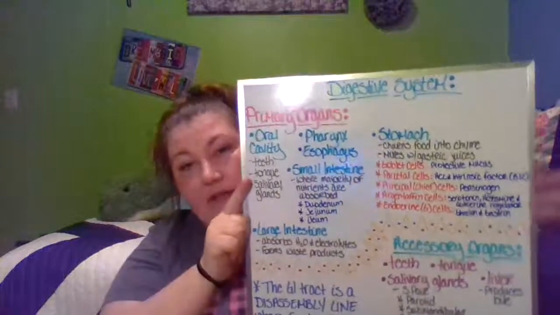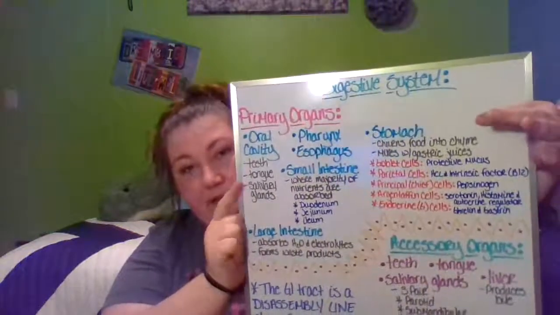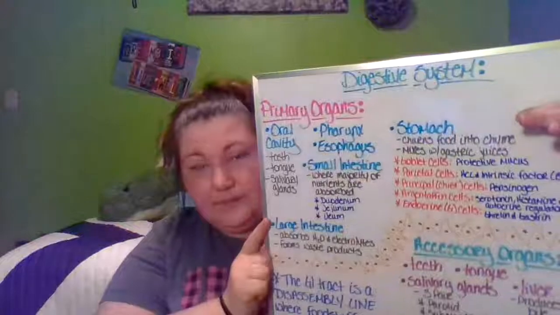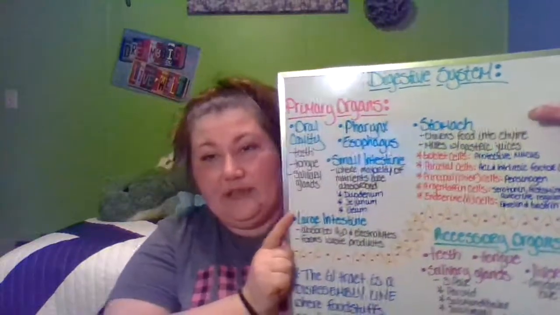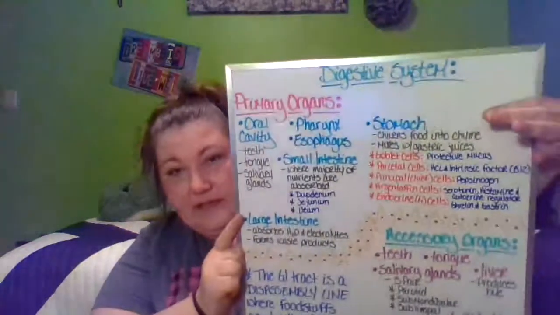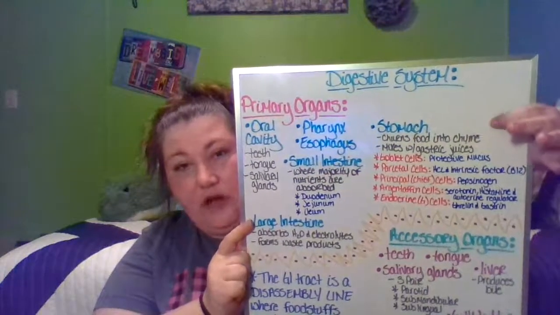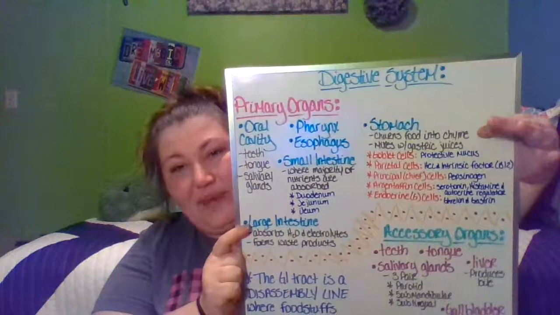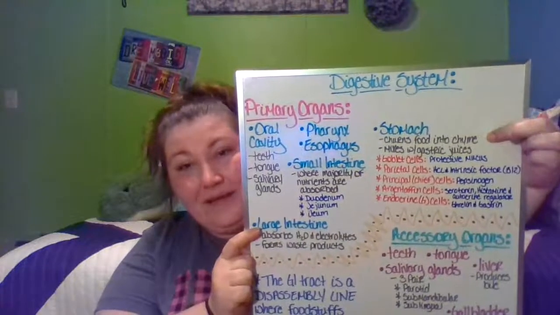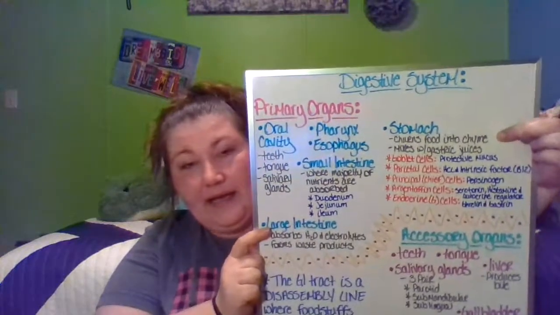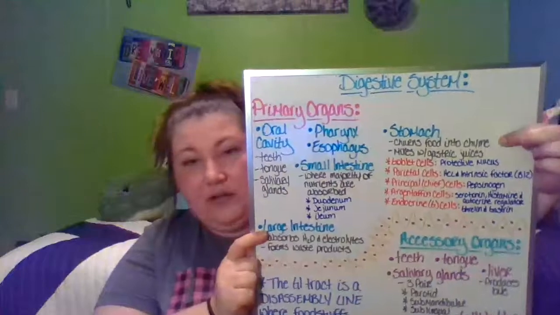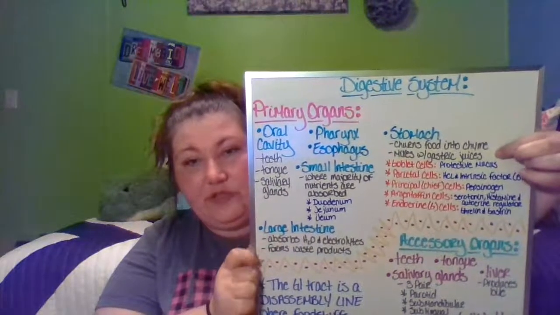The stomach, over here, obviously. Most of the time when we think about digestion or the digestive system, the stomach is like the first thing that comes to mind. The stomach actually churns our foodstuffs into this paste-like product called chyme. And it does that by mixing it all together and mixing it with gastric juices.